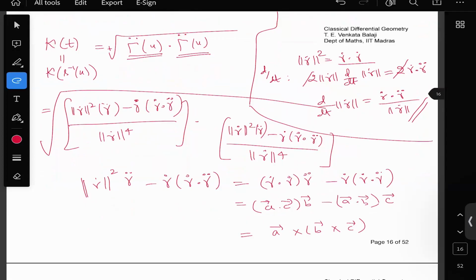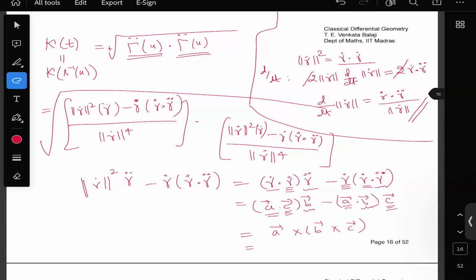So if you look at this formula, you have to put your A, so your A is gamma dot everywhere, okay, and your B is gamma double dot, that is here, okay, and your C is again gamma dot, and that is correct, okay.